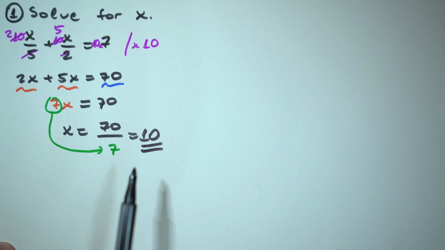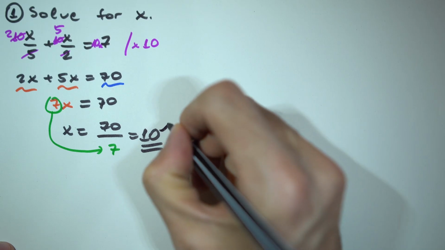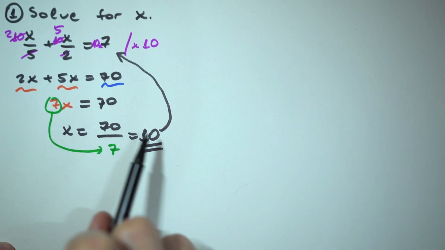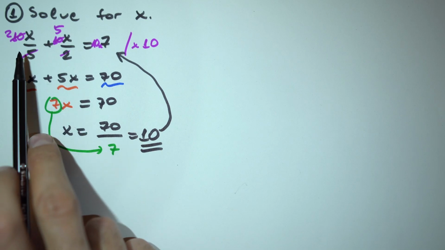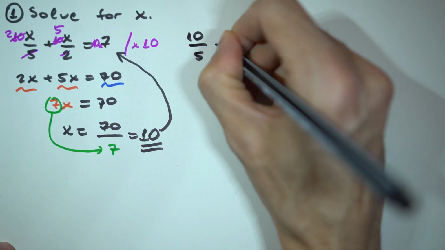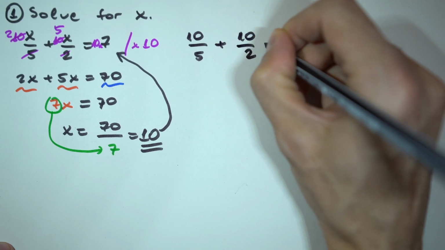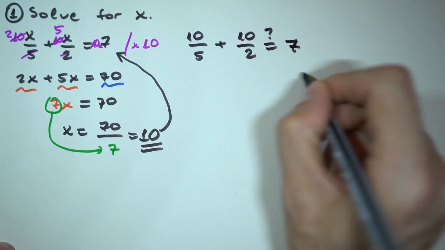We have to check whether our answer is correct. To do that, we take the 10 and plug it into the original equation. This means that whenever we see x, we have to write down 10 and see what happens. In other words, we have 10 over 5 plus 10 over 2 on the left hand side of the equation, and on the right hand side we have our 7.